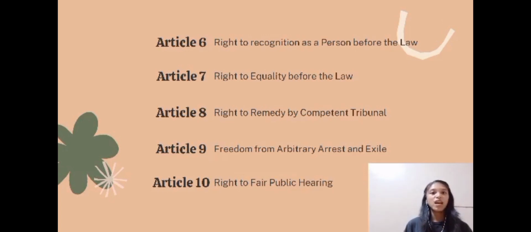Next, Article 8. Right to remedy by a competent tribunal. It means that if you have rights under the law that are violated, you should have the right to appeal to a court. Article 9. Freedom from arbitrary arrest and exile. So it means that no one shall be deprived of his liberty except on such grounds and in accordance with such procedure as are established by law. Anyone who is arrested shall be informed at the time of arrest of the reasons for his arrest and shall be promptly informed of any charges against him.